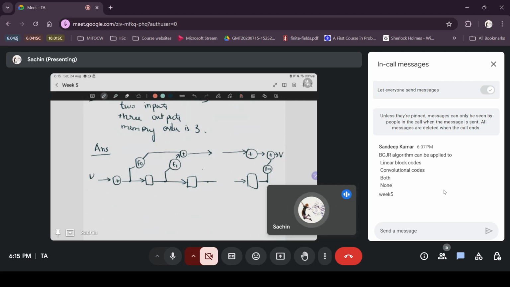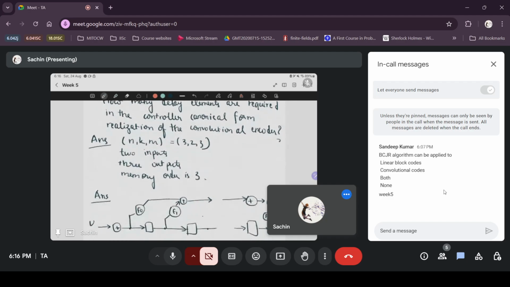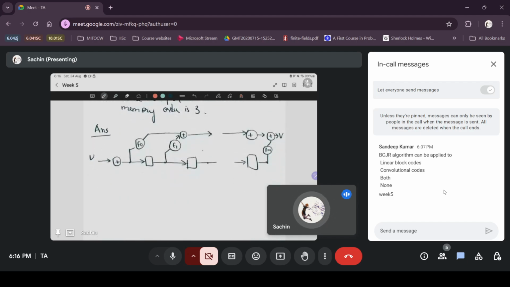So this will be for one of the inputs, and there will be a similar structure for the other input also. And then those two will be added. The outputs corresponding to each of the inputs will be added. And if you have one input and one output, then the G of D that you get from this type of circuit will be F0 plus F1 D plus etc. up to Fm minus 1 D to the m minus 1 plus Fm D to the power m.